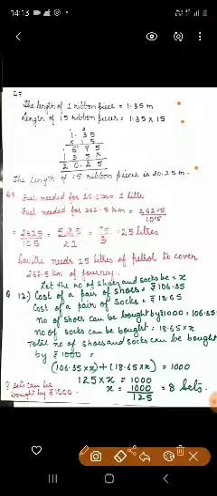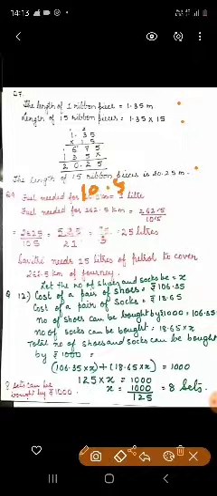So now they are asking that if the car runs a distance of 262.5 kilometers, how many liters of petrol is needed? Okay, this is our question. So let's start with the statement. Fuel for 10.5 kilometers is given as 1 liter.